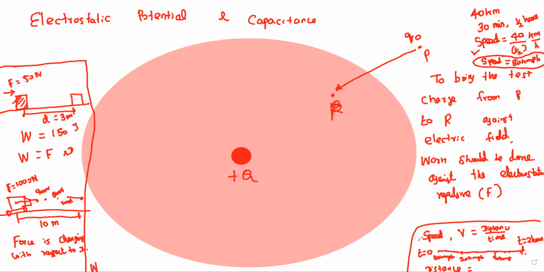Average speed. For these kinds of scenarios, we use one tool in mathematics. That's what I'm asking: what is the tool? When one parameter is continuously changing with respect to another parameter, which tool do we have to use in mathematics?